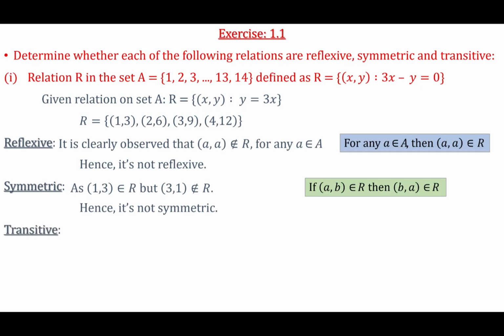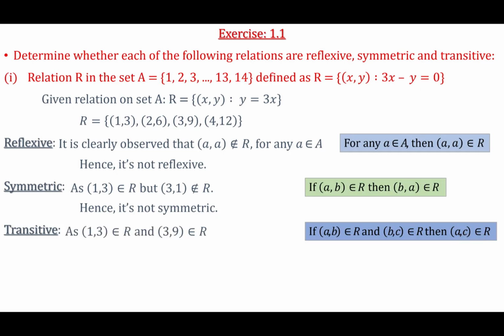Now, the third part, transitive. The definition of transitive says if (a, b) belongs to R and (b, c) belongs to R, then (a, c) must belong to R. Let us check. (1, 3) is there and (3, 9) is there. (1, 3) belongs to R and (3, 9) belongs to R. But if I see the relation, (1, 9) is not there. So the given relation is not transitive.